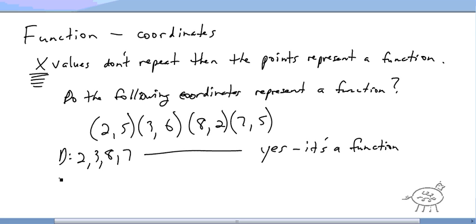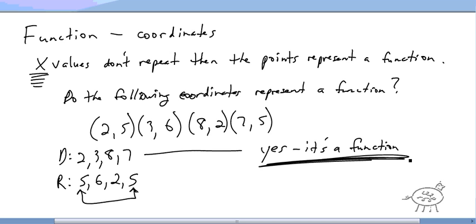And let's just look at a range. It's 5, 6, 2, and 5. Oh, there's a 5 repeated, but that doesn't matter. Okay, you could have everything repeated for a range, and it's still a function. So your range is going to be 5, 6, and 2, and that's fine. But yes, the answer to this one is yes, it's a function.